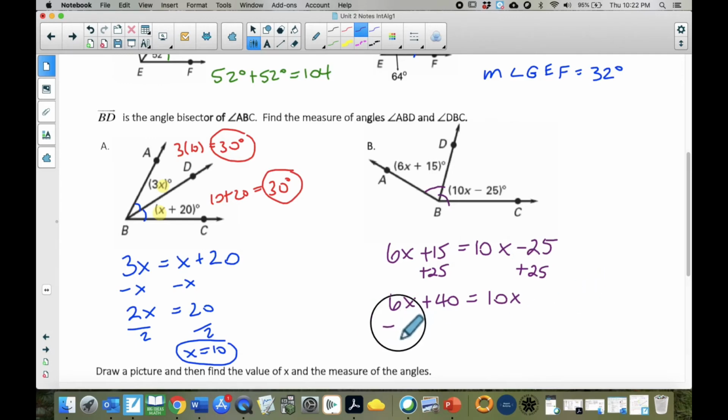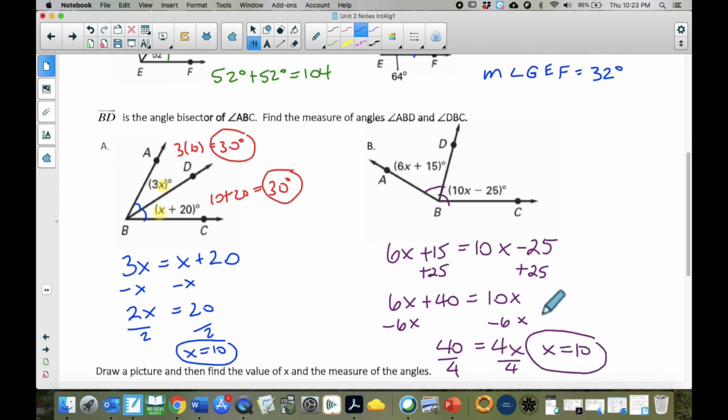Next thing is let's subtract 6x. You could have done 4 different things on that first step. I chose the 25. All right, so we add the 25, we subtract 6x, that leaves us with 40 is equal to 4x. We divide by 4, and we get x equals 10. Once again, we need to go back and see what do the angles measure. We might need a calculator for this one.